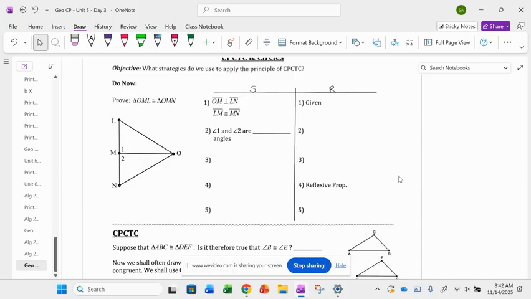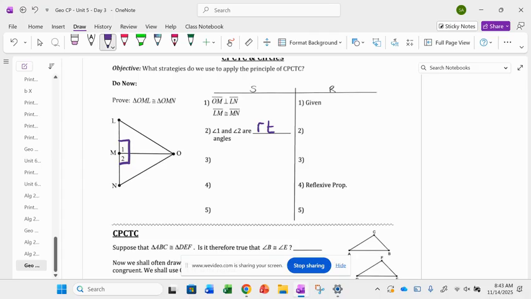So first thing is our given. We want to go through our given, and it says that OM is perpendicular to LN. What can we conclude if OM is perpendicular to LN? That angle 1 and angle 2 are what kinds of angles? Right angles. So that is our second step. So we need to mark this, and then we need to say angle 1 and angle 2 are right angles.